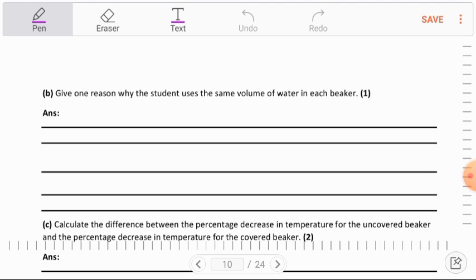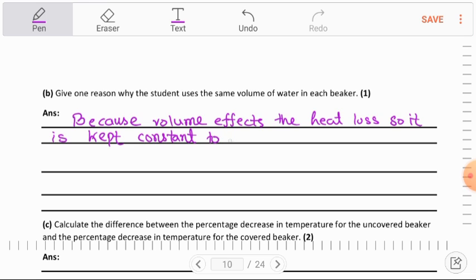The more the volume, the more time it takes to decrease the temperature. So that's why volume should be kept constant in order to make this entire investigation a fair test. So one reason is that volume affects the heat loss, so it is kept constant, to make it a fair test.